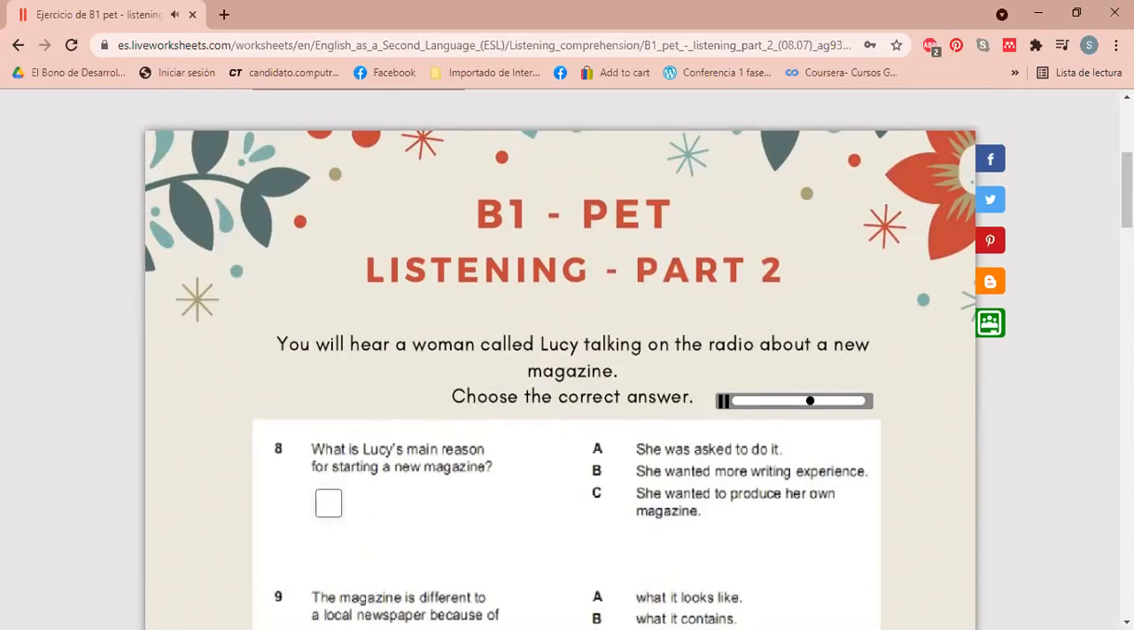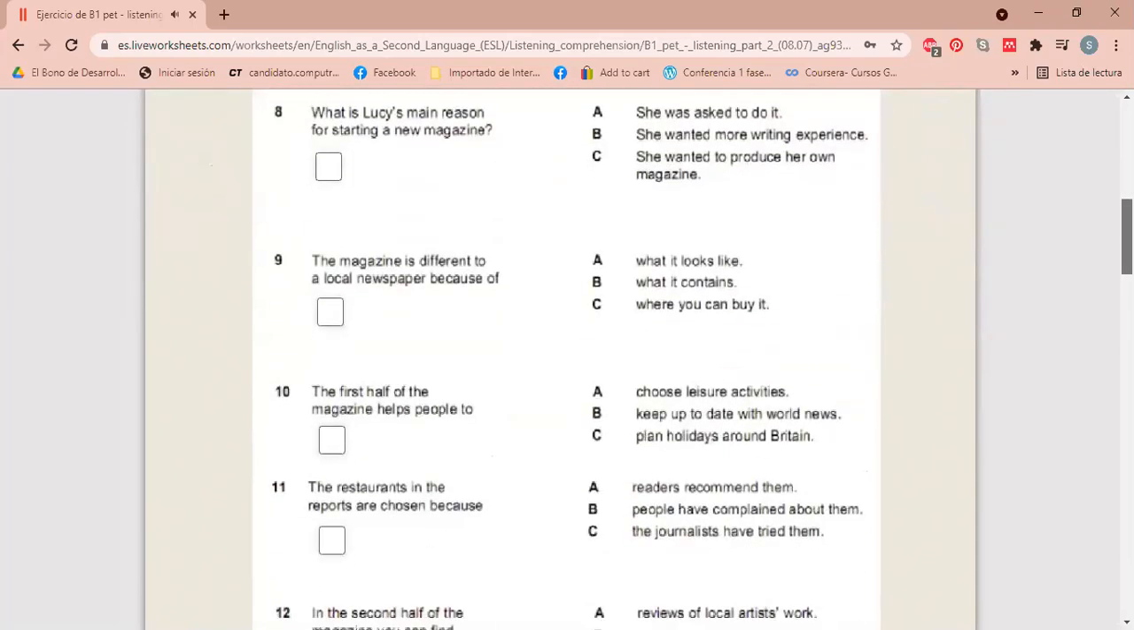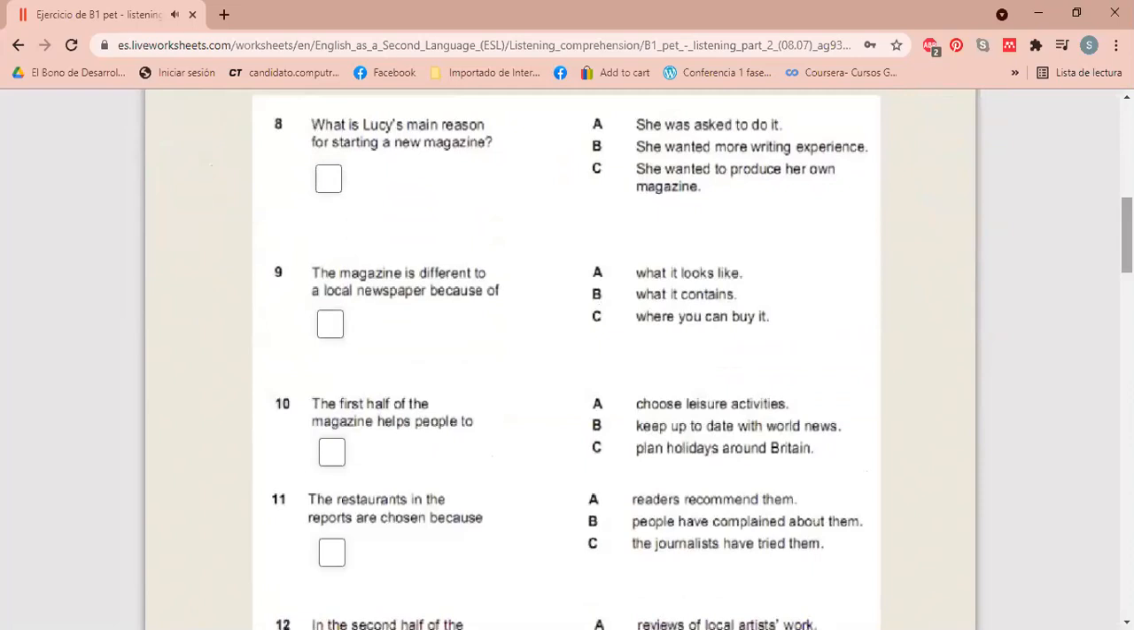I'm Lucy Holmes, and I'm here today to tell you about my work. People ask me why I decided to start a new magazine. Well, I've been a journalist for many years, working for newspapers and magazines in this country and abroad. I've always dreamt of starting my own magazine. Not because I want to be rich, but because I want to do something different. And now I've done it. It is different from other magazines, and I'm sure it's going to be successful.